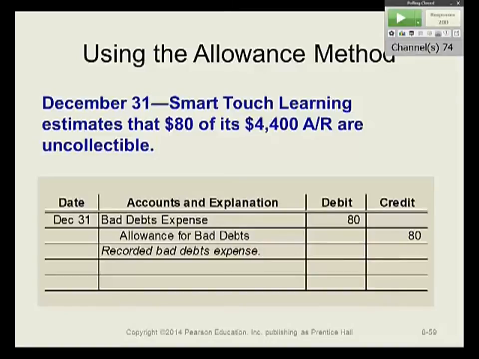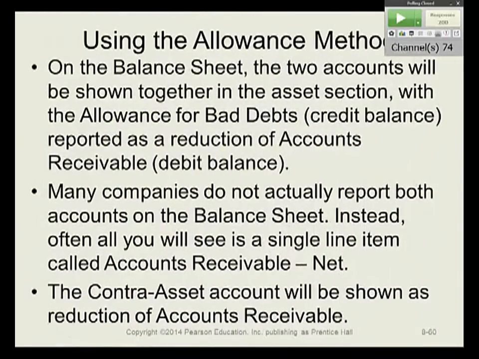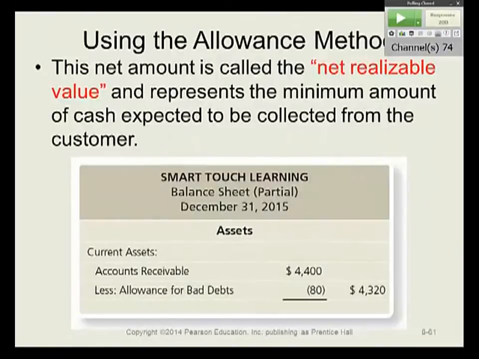That contra asset account, again, is going to be shown on the balance sheet as part of the receivables, just like if you remember looking at the balance sheets in the prior chapters, when we took the adjusted trial balance and put it on the balance sheet, you always saw plant assets minus accumulated depreciation. Now you're going to have accounts receivable minus the allowance for bad debts. So that will look something like this on the balance sheet. The net realizable value is going to be placed on the balance sheet, and it's not separable. You can't separate the allowance from the receivables.